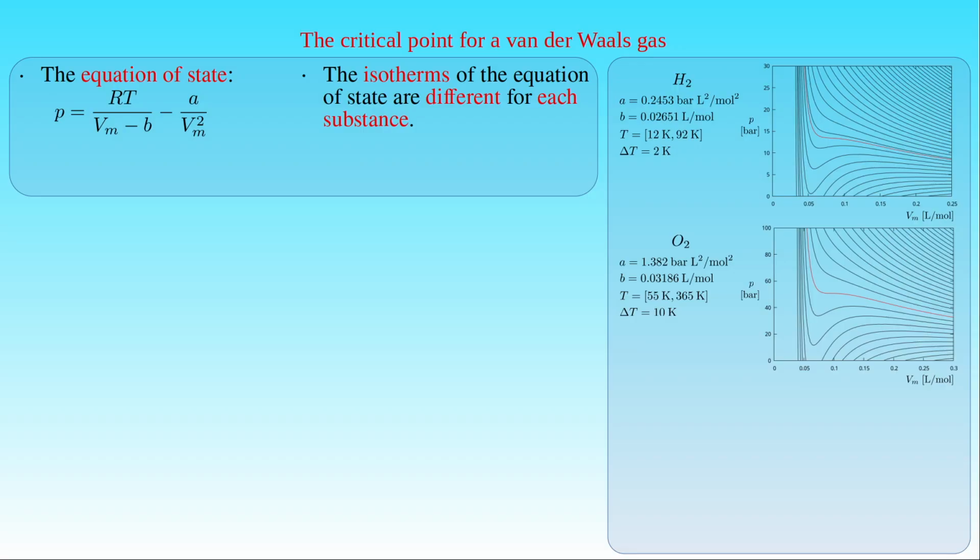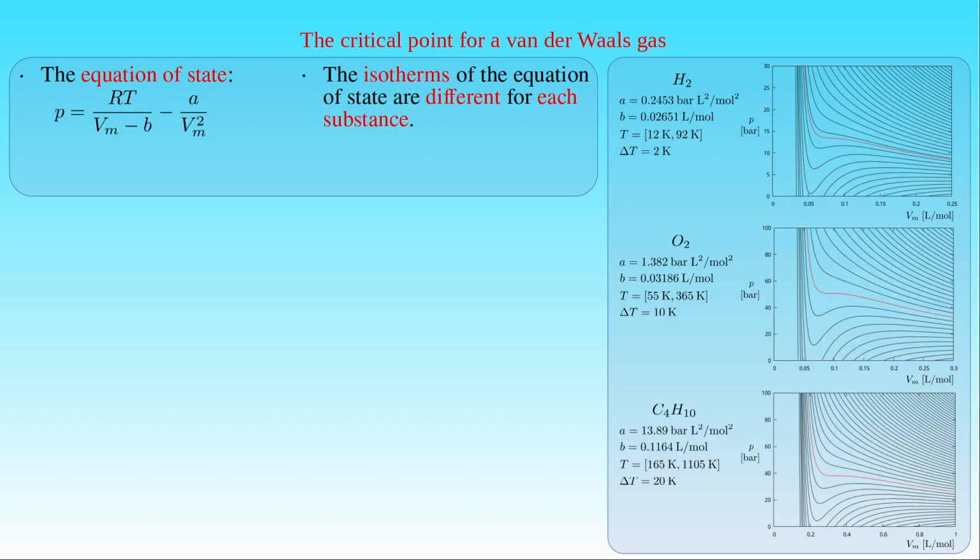The isotherms in the third example are plotted for the butane gas with the van der Waals constants A equals 13.89 bar liter squared per mole squared, and B equals 0.1164 liter per mole. In the plot the range of temperature shifted to even higher temperatures in the range between 165 Kelvin and 1105 Kelvin with the temperature intervals of 20 Kelvin.